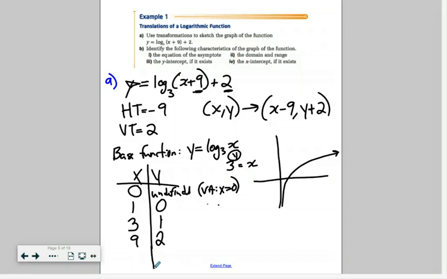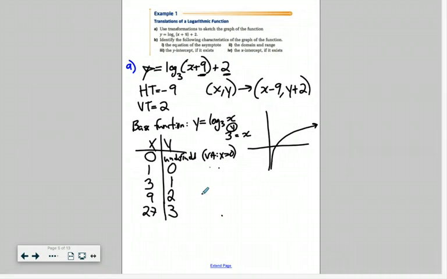Okay? We can do one more. If the y value is 3, what will the x value be? 27, because it's going to be 3 cubed. So that would be our base function table of values. And then all we need to do is apply the mapping rule to that base function.